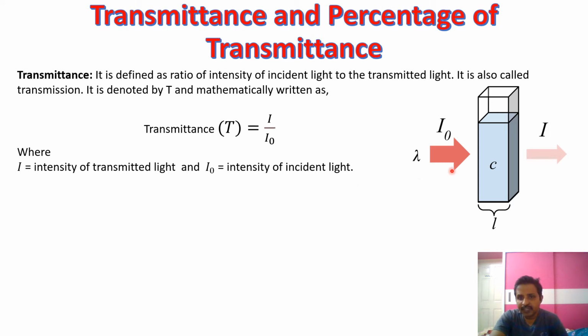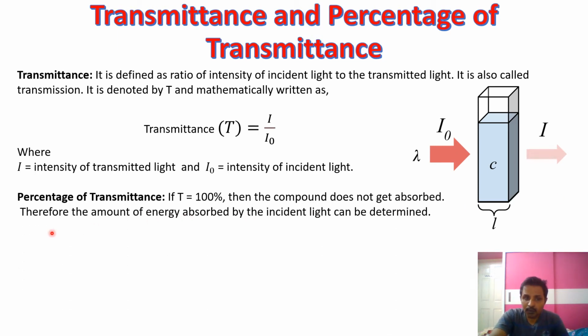Here you can see the intensity of incident light is higher; the red color is darker compared to the intensity of the transmitted light, because some of the intensity is absorbed by the sample which is present in this cube. So the transmitted light has lesser intensity compared to the intensity of the incident light.